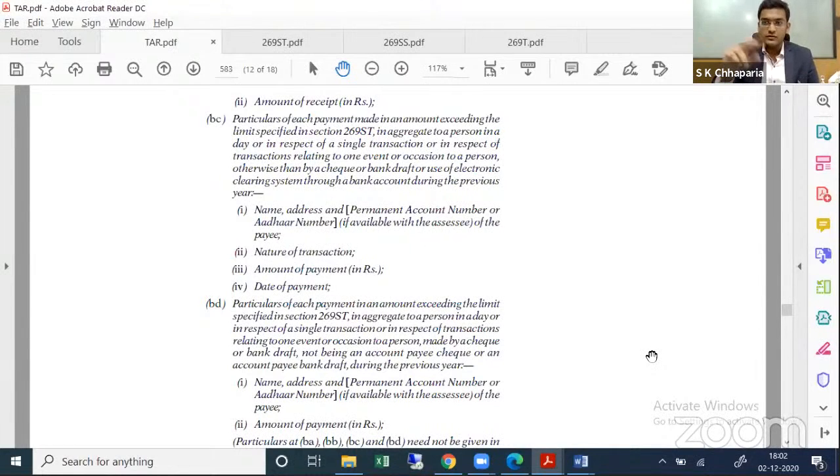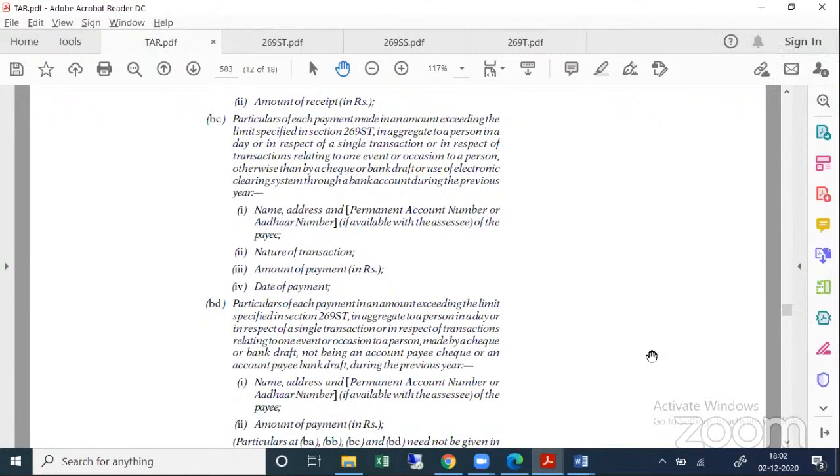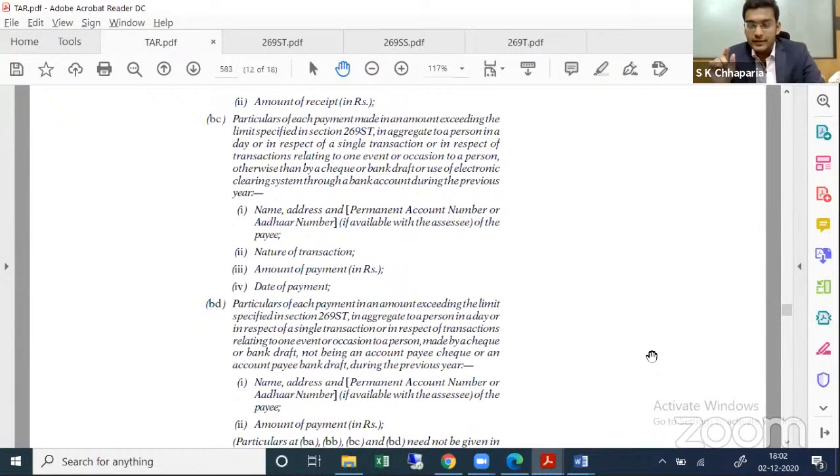So receipt is also covered in BA and BB, and payment is covered in BC and BD. So payment is also. But 216 ST clearly excludes 216 SS and ST transactions. 216 ST is an independent section. It doesn't cover. It is an independent section.